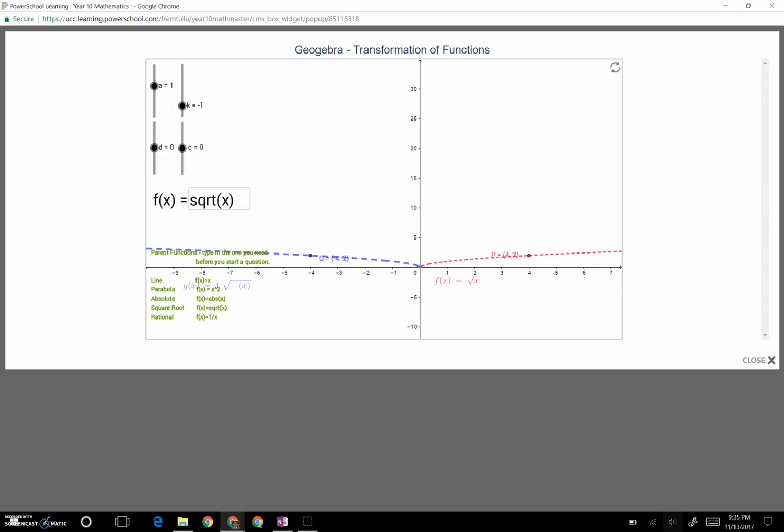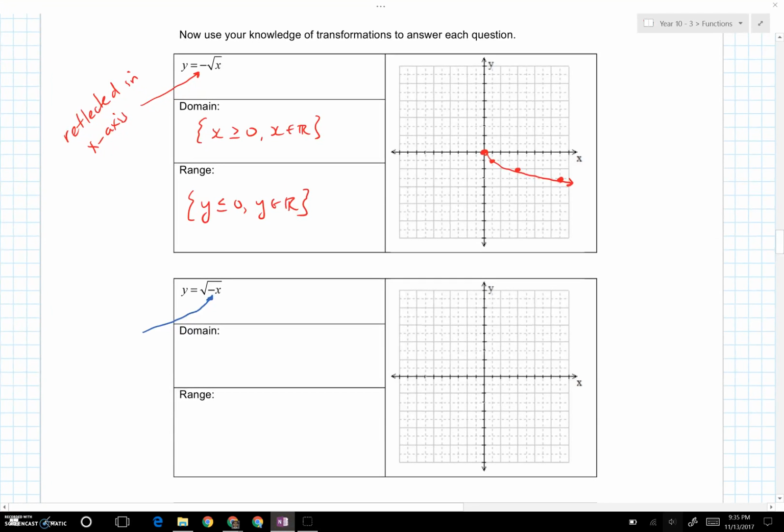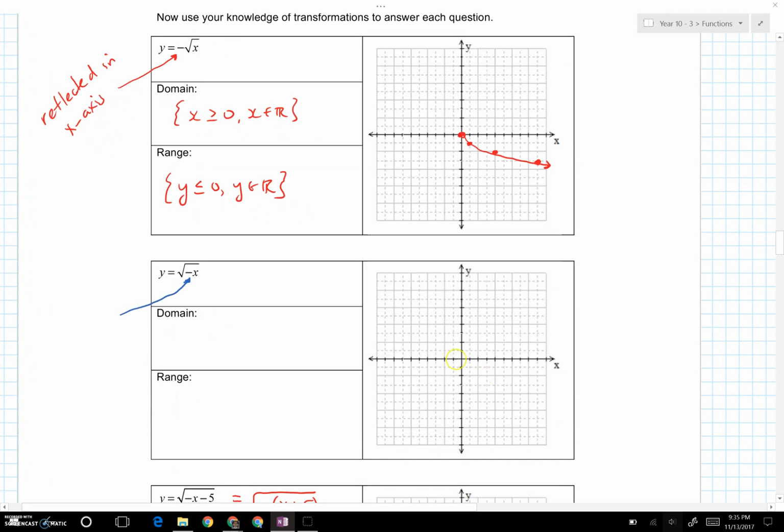Amazing! So I go back to my notes, and I simply do the same thing. So it hits here at (0, 0), (-1, 1), (-4, 2), and (-9, 3).